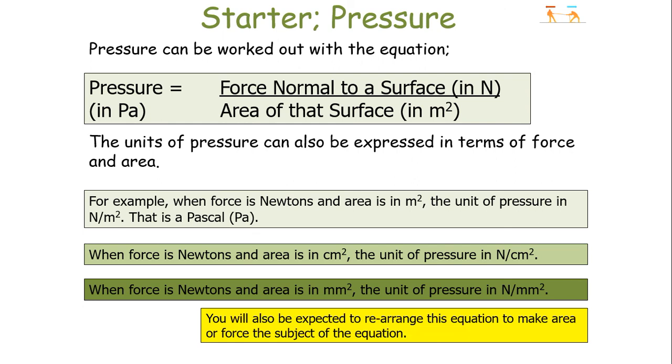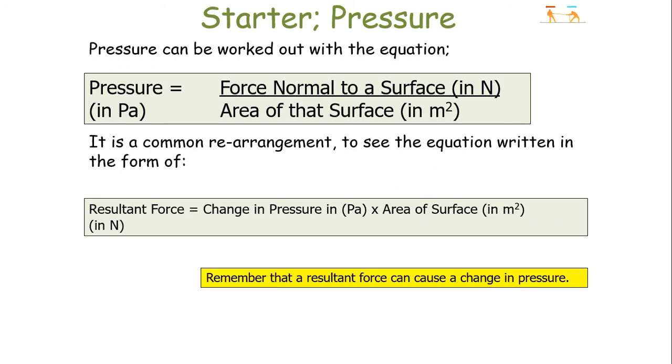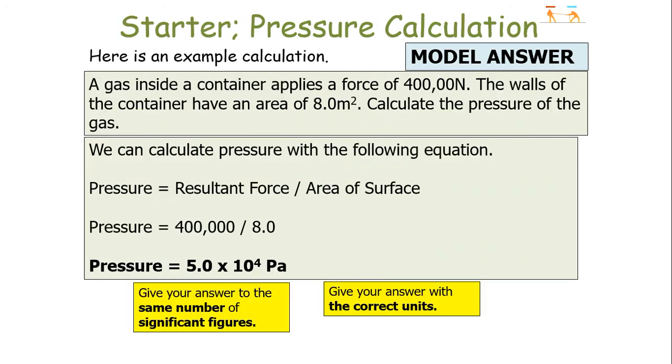You are also expected to rearrange this equation and make the area or the force the subject of the equation. It's a common rearrangement to work out the force. So the force normal to a surface is equal to pressure in pascals times the area of that surface in meters squared. If you have a change in pressure, you'll produce a change or a resultant force. So you can also write it as a resultant force equals a change in pressure times the area of the surface. So let's look at an example question.